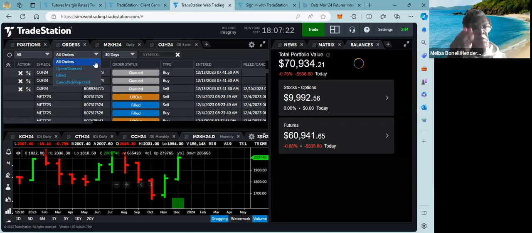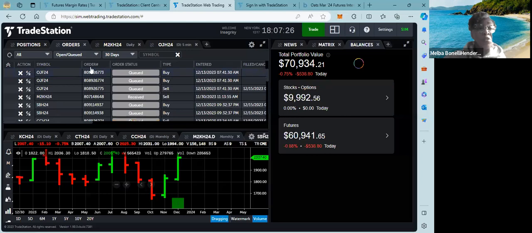I normally keep mine on open and queued because I want to see what orders I have that have not been filled, that are waiting to be filled, to make sure that stuff is not sitting there that's old and I'm not paying attention to it, because the time has passed and I'm not going to get into the trade since it never triggered.